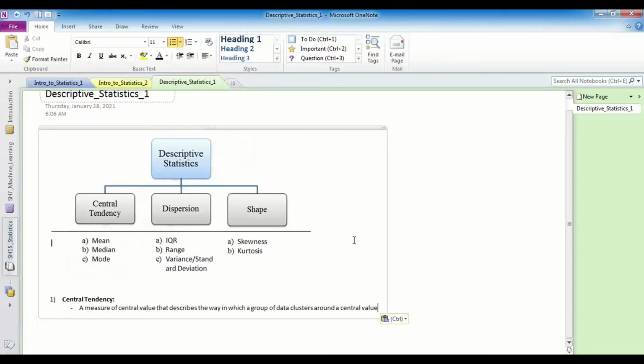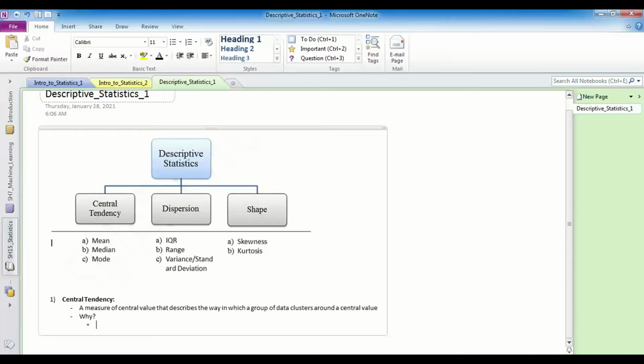Why do I need a central tendency value? What are the advantages that I'm going to get? Excellent. One of the major advantages of central tendency values is for comparison, isn't it, guys? So let me tell you.